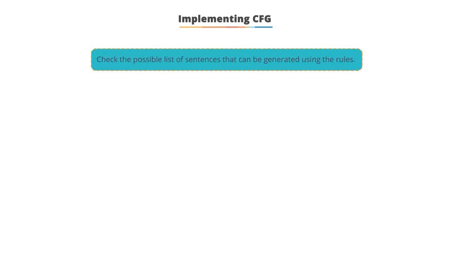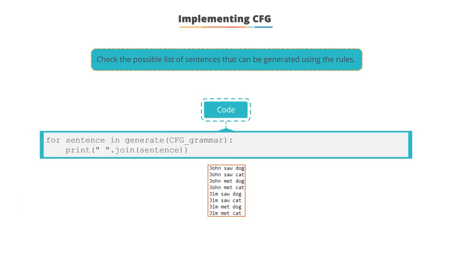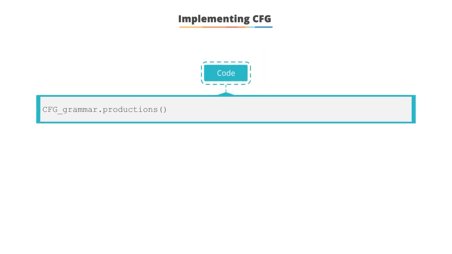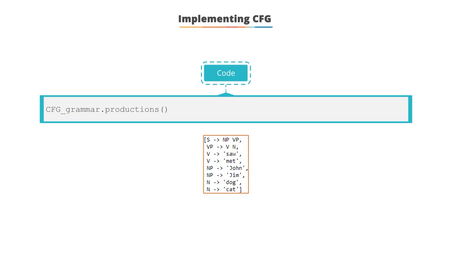Check the possible list of sentences that can be generated using the rules. Use the join function to create the possible list of sentences. You can check the different rules of grammar for sentence formation using the production function. It will show you the different tags used and the defined context-free grammar for the given sentence.